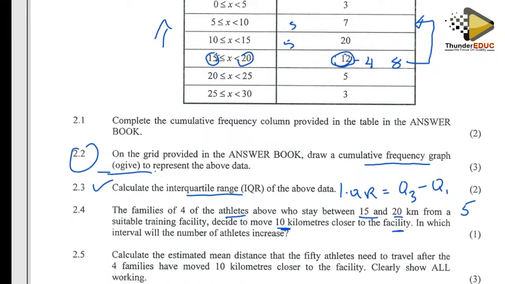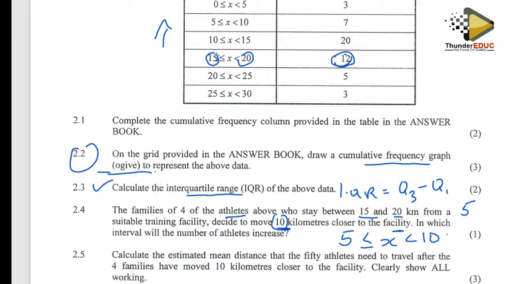Then they're asking us in which interval will the number of athletes increase. So it's going to increase in the interval of 5 is less or equal to x and then less than 10. Okay. Why are we saying it's that interval? Because they move 10 kilometers closer. Will that make sense for them to move to this point? Is the reasoning making sense? No, it's not. It's not making sense at all.